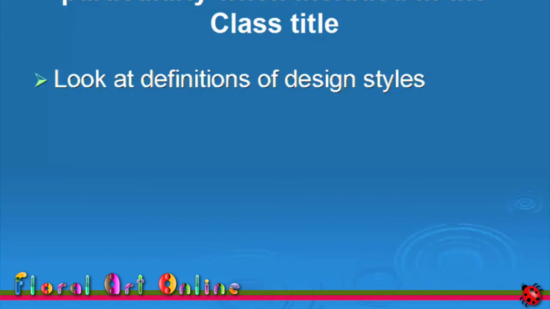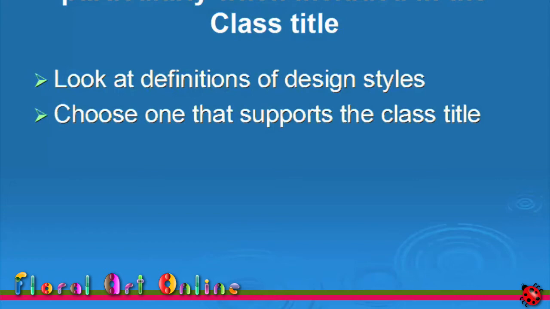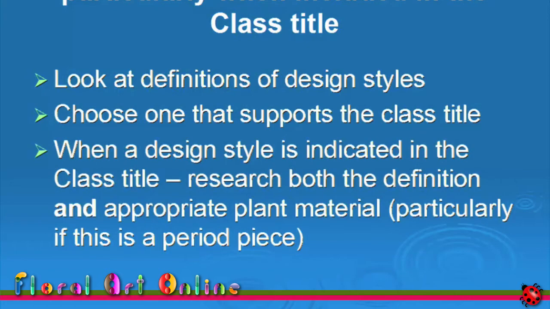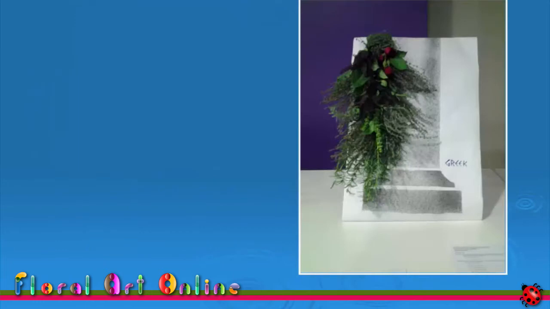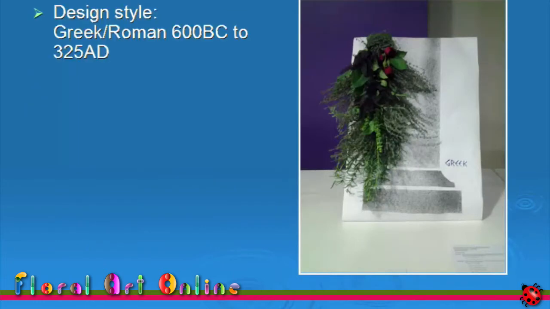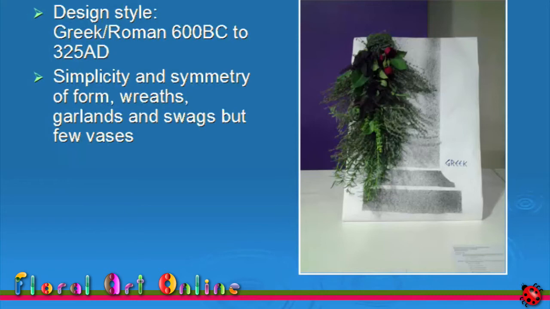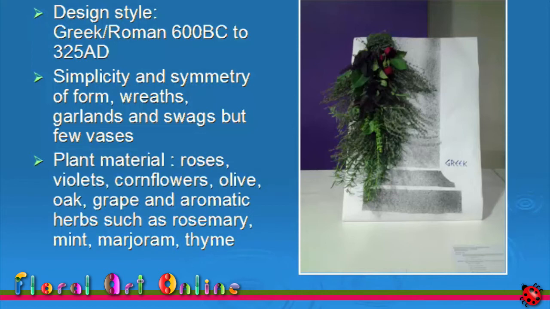When a design style is indicated in the class title, research both the definition and the appropriate plant material, particularly if this is a period piece, as in the example of a Greek period design shown here. The design style definitions tell us that designs of this period had simplicity, symmetry of form, and they were wreaths, garlands and swags, but very few vases were used. It also stipulates that the plant material for that period is roses, violets, cornflowers, olive, oak, grape and aromatic herbs such as rosemary, mint and marjoram. Most of these I have used in this swag design.